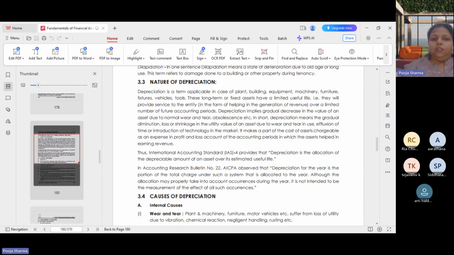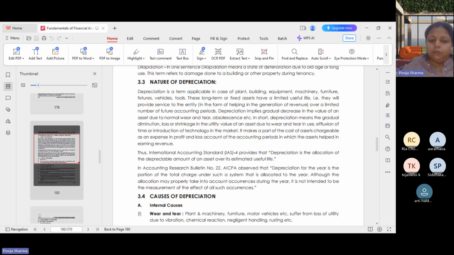This is the nature of depreciation. The nature of depreciation is considered under two standards: IAS 16 and AICPA. Now IAS 4 is not applicable; it is replaced by IAS 16. AICPA is the American Institute of Certified Public Accountants. Here it is written IAS 4, but no, now it is replaced by IAS 16. Okay, so let's start with its applicability.